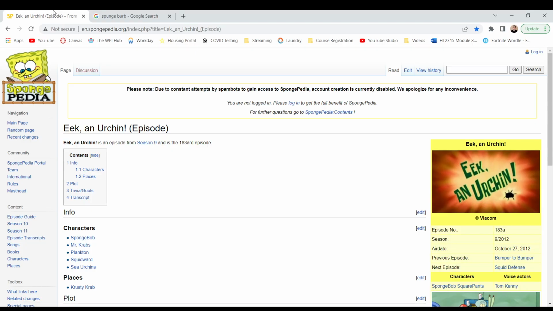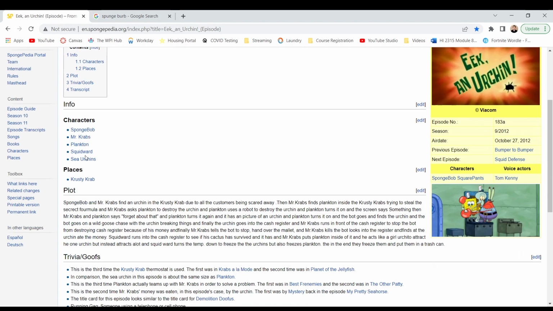Today we are on the SpongeBob Wiki for the episode Eek an Urchin. Eek an Urchin is an episode from season 9 and is the 183rd episode. Characters: SpongeBob, Mr. Krabs, Plankton, Squidward, Sea Urchins.